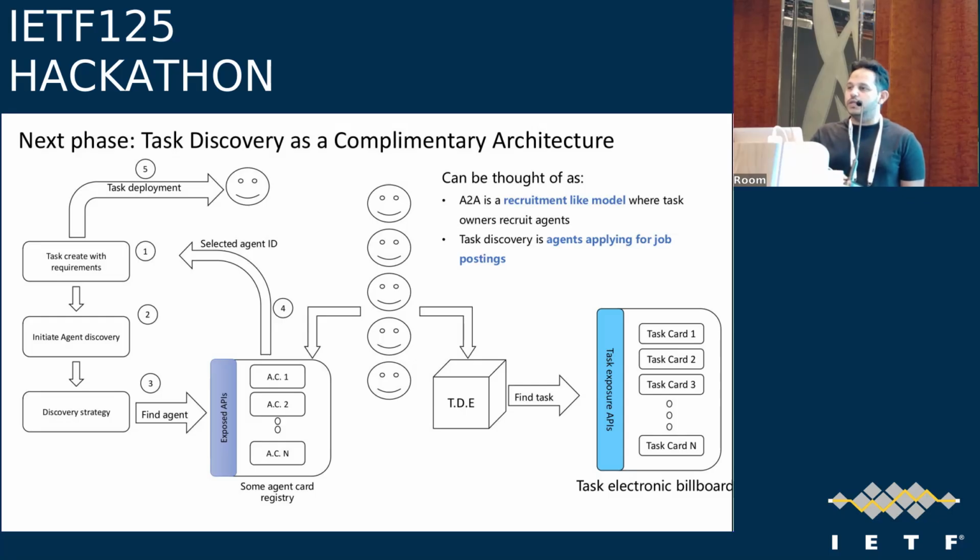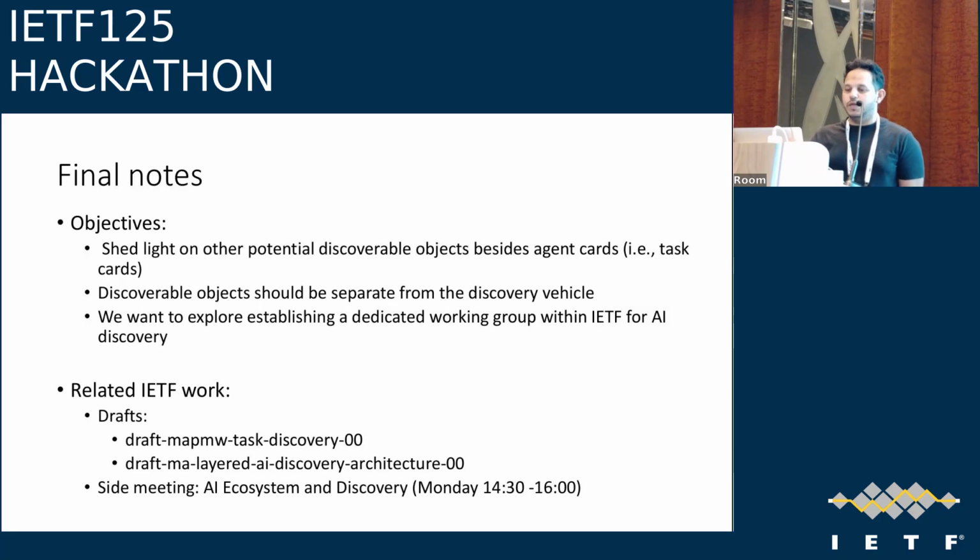Next phase is, can we build this as a complementary architecture? That's what we're hoping for. Just final notes. We wanted to shed some light on other possible discoverable objects besides agent cards. In this case, it's task cards. Those discoverable objects should be separate from the discovery vehicle.